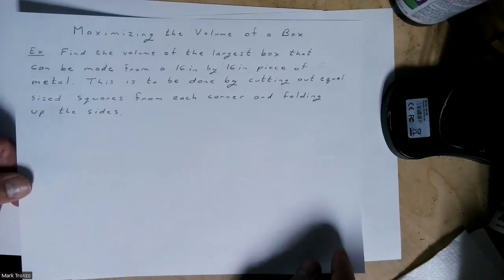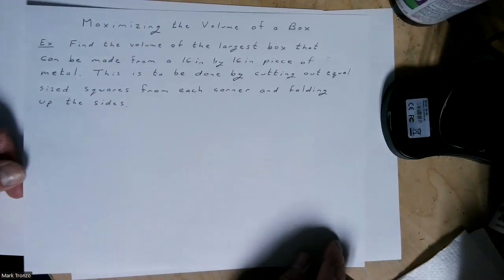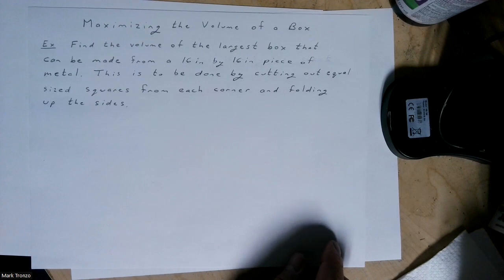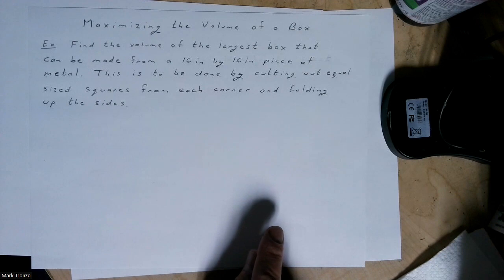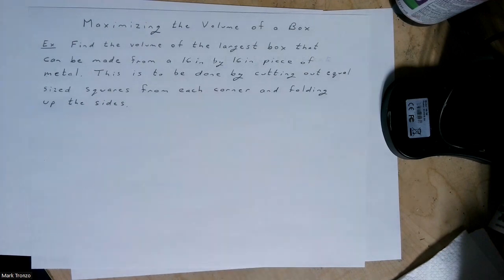Let's actually look at this problem statement. Maximizing the volume of a box. Find the volume of the largest box that can be made from a 16 by 16 piece of metal. This is to be done by cutting out equal size squares from each corner and folding up the sides.